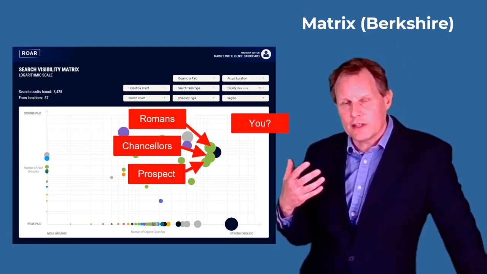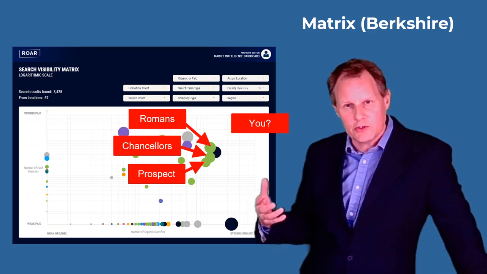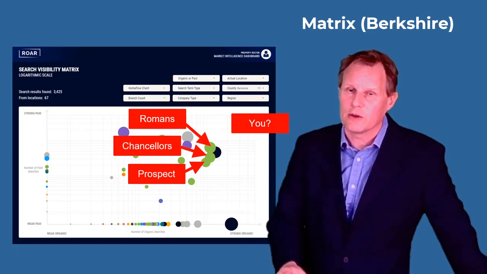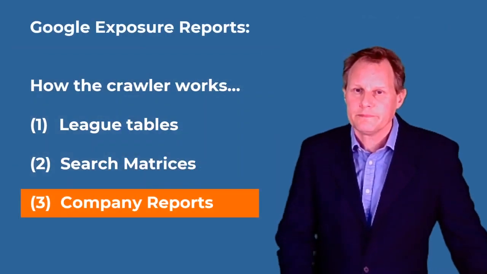And again, if you send us a quick email, we're going to help you identify which dot you are, where you sit, who the competitors are around you in your local area, your town, or indeed your county if you're a distributed estate agency group.